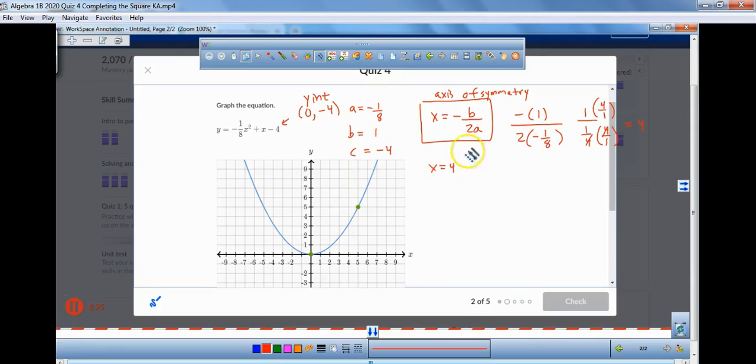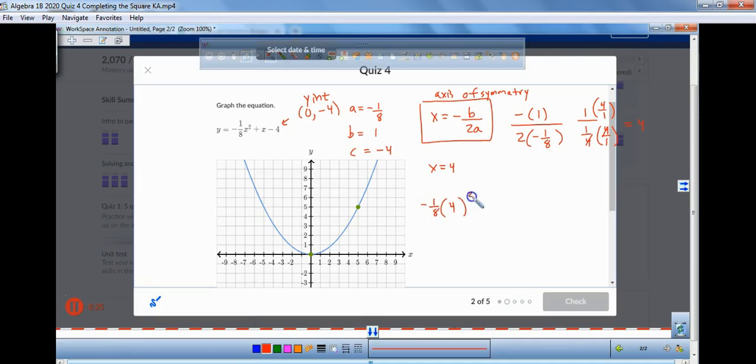So there's my axis of symmetry. I just drew my axis of symmetry right there, that vertical line, x equals 4. Now what are we going to do? Now we're going to take negative 1/8. I'm going to open up the parentheses, plug in a 4, square it, plus open parentheses 4, close parentheses, minus 4. I'm going to evaluate that. That's going to give me my y value for my vertex.